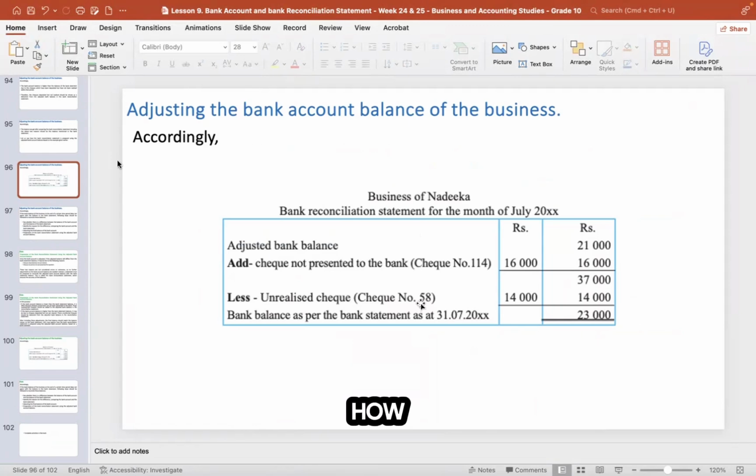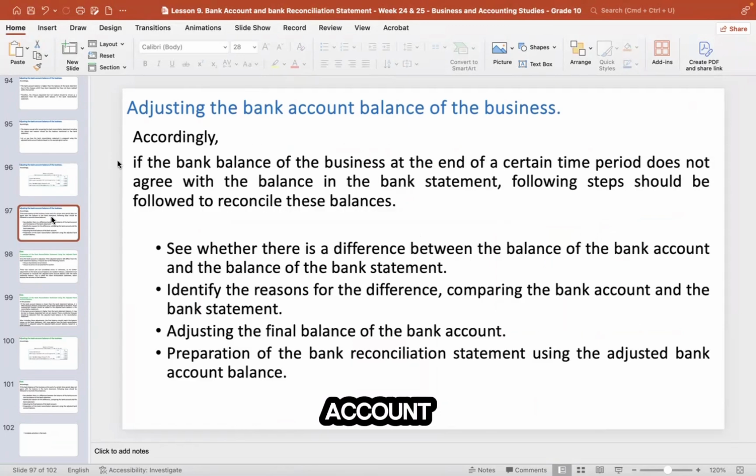So that is how we reconcile the account. Okay. Accordingly, if the bank balance of the business at the end of the certain time period does not agree with the balance in the bank statement, following steps should be followed to reconcile these balances.